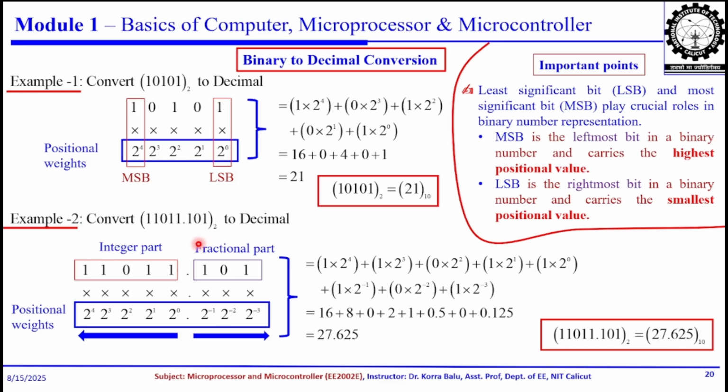And the same thing, converting from binary to decimal. Here only the integer part is there; here we are considering the fractional part also. So 11011.101, where 101 is the fractional part. For the integer part you follow the positional weights, and for the fractional part you go from the negative side, that is 2 to the power of -1, 2 to the power of -2, 2 to the power of -3, and sum all the values, then you will get the equivalent decimal value for the binary number.